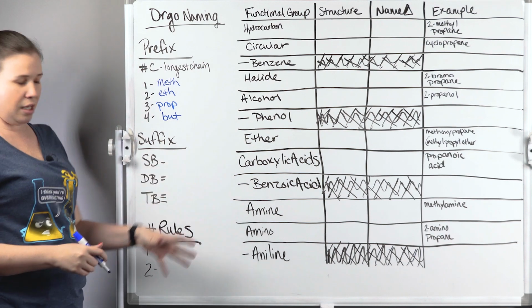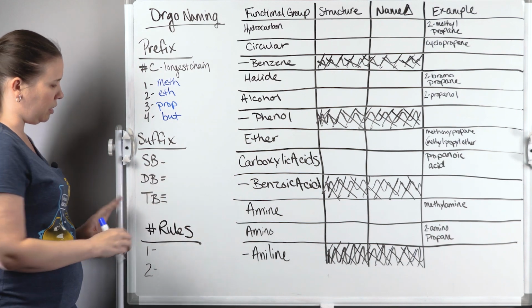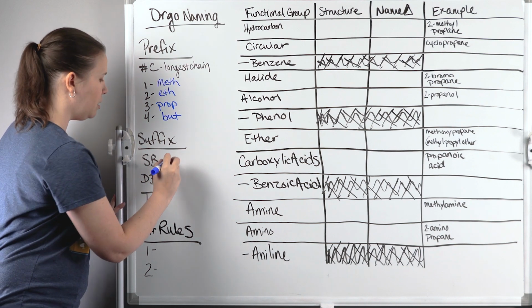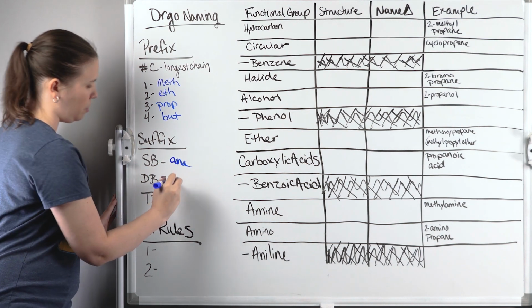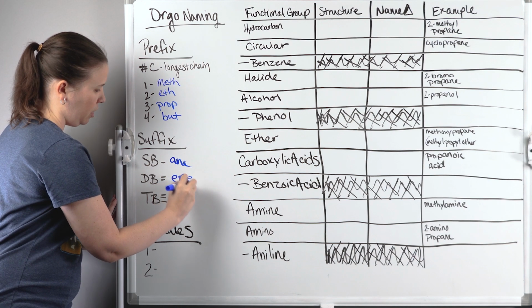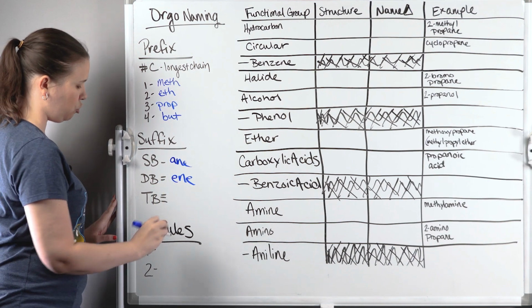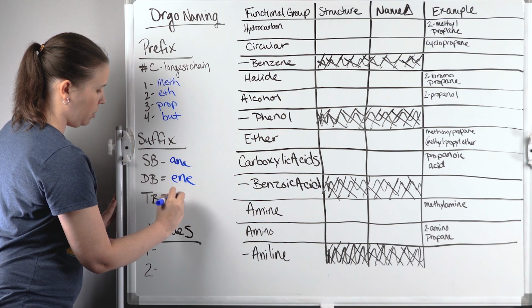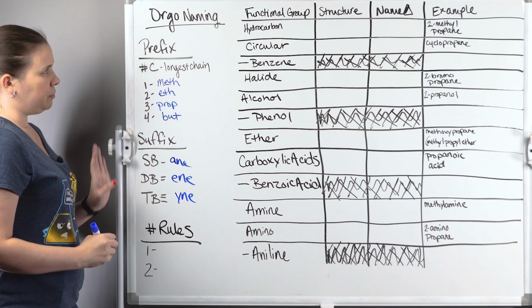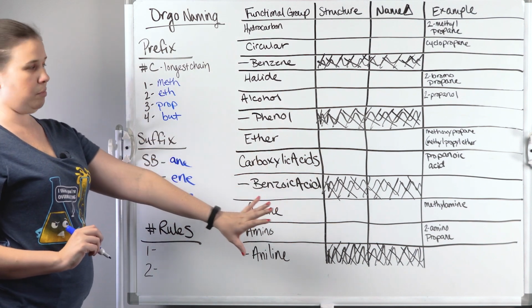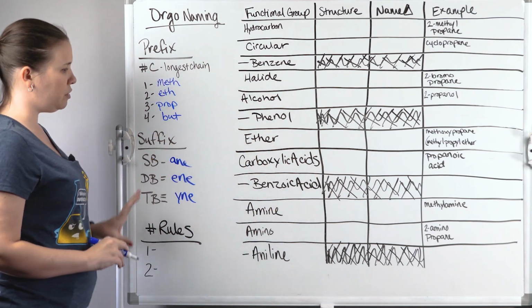The suffix, or the ending of the name, is going to be based on the bonding. So if I just have a single bond, I'm going to end with ane. If I have a double bond, I would end with ene. And if I have a triple bond, I would end with yne. We're going to get into a lot of different types of groups that could come off of these main chains.